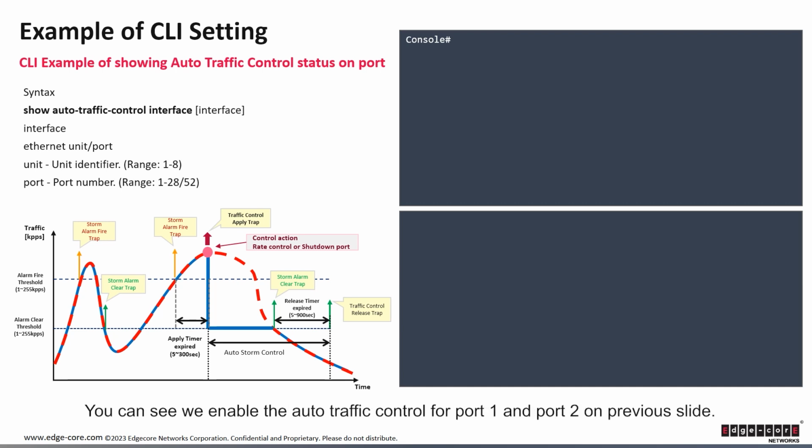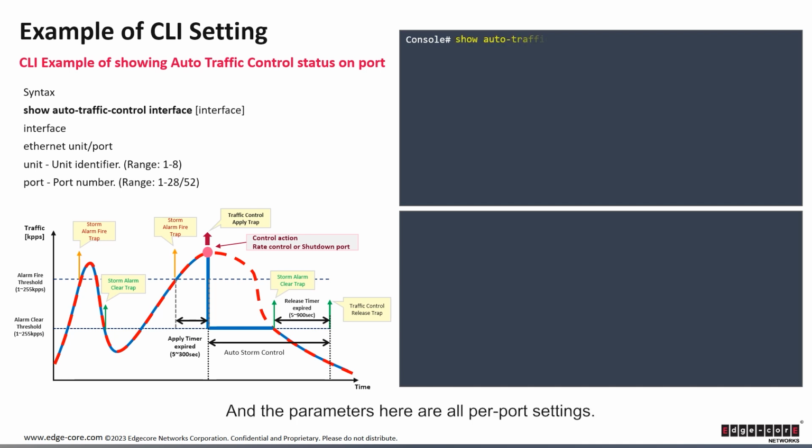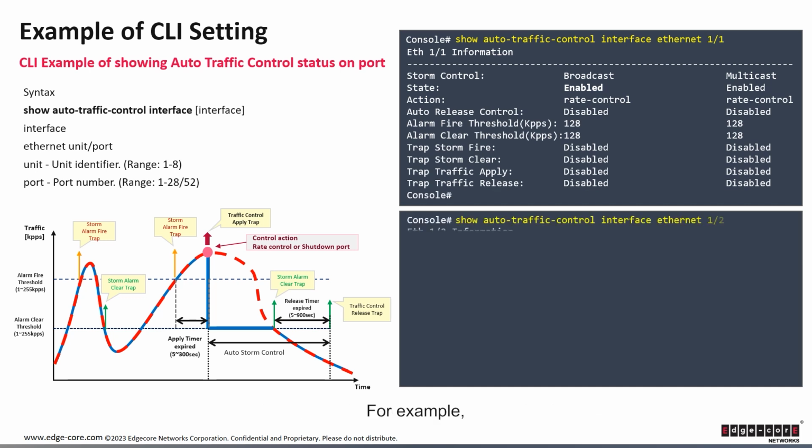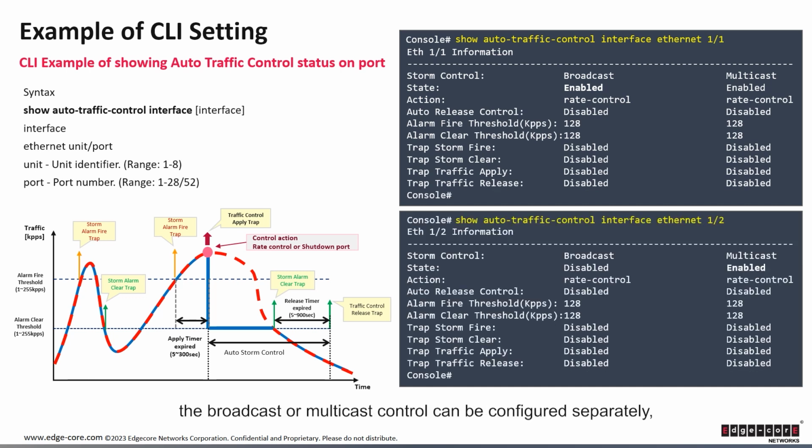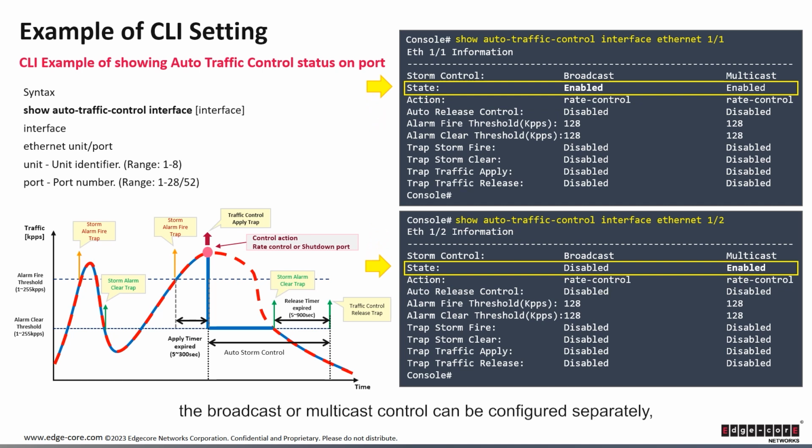You can see we enabled the auto traffic control for port 1 and port 2 on the previous slide. And the parameters here are all per port settings. For example, the broadcast or multicast control can be configured separately. And you can configure response actions, auto release control, threshold, and SNMP trap according to your needs. We'll introduce how to use these commands in the next slides.